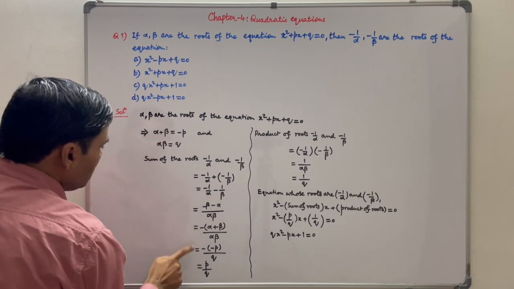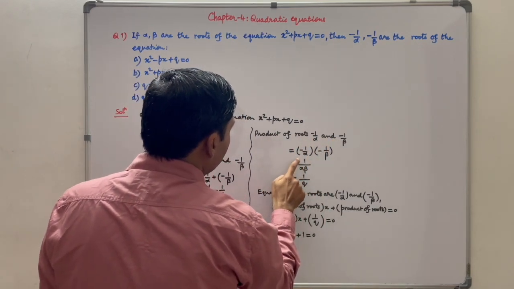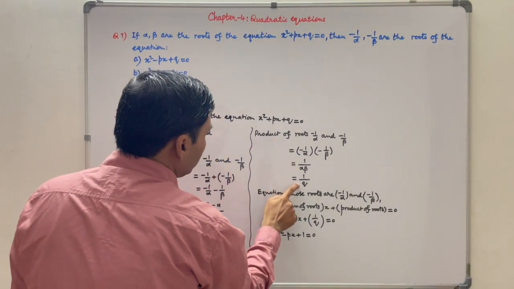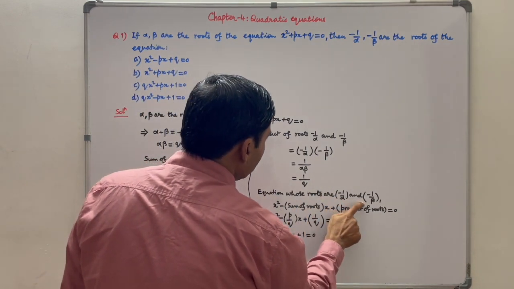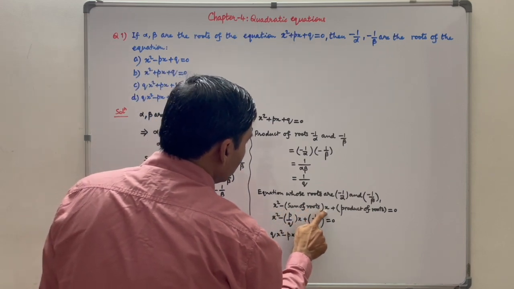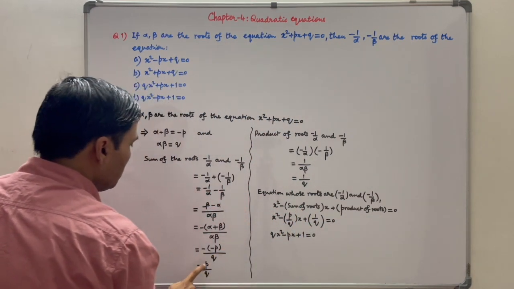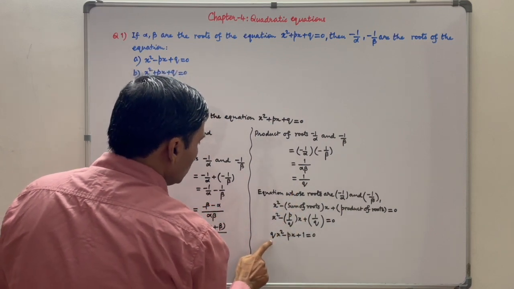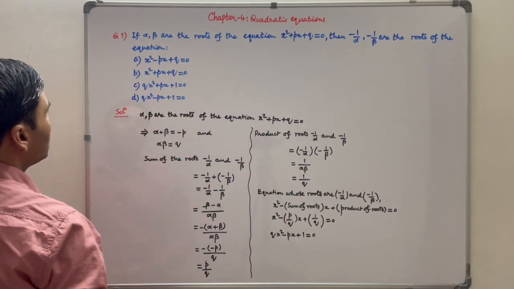We will put value of alpha plus beta and alpha beta from here. So sum of the roots is p by q. Product of the roots minus 1 by alpha and minus 1 by beta is 1 by alpha beta. Value of alpha beta is q. So product of roots is 1 by q. So the quadratic equation whose roots are minus 1 by alpha and minus 1 by beta is given by x square minus sum of roots into x plus product of roots is equal to 0. Sum of roots is p by q and product of roots is 1 by q. So the quadratic equation is q x square minus px plus 1 is equal to 0. So the correct option is option D.